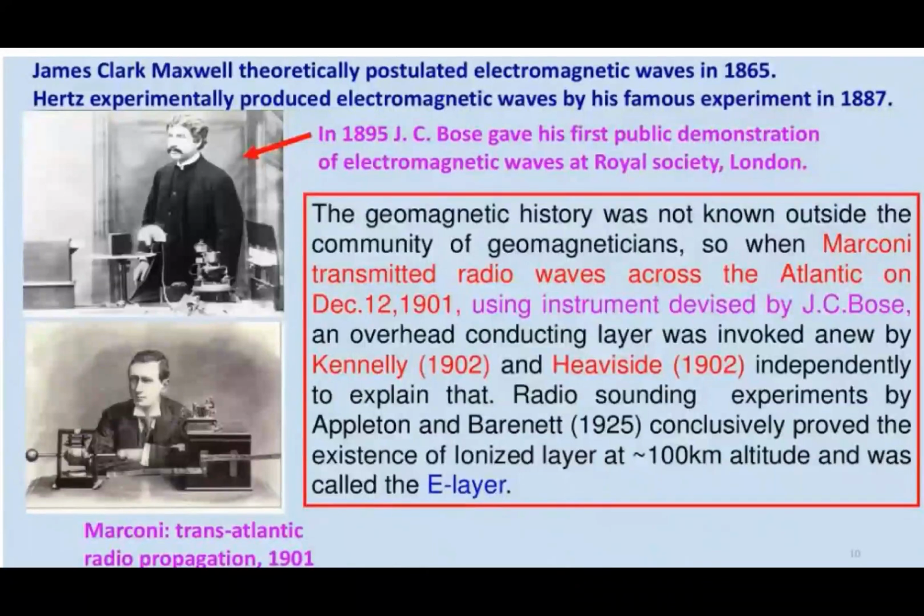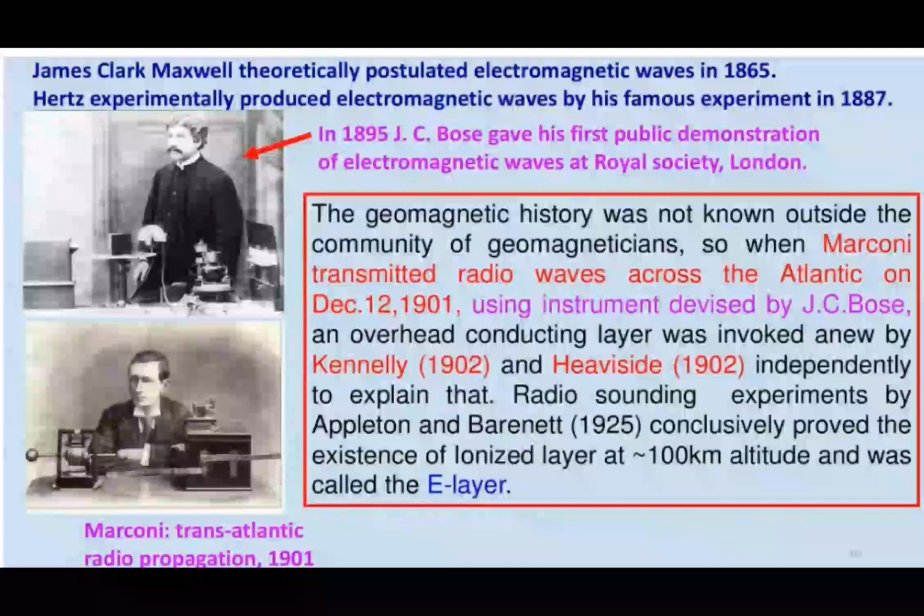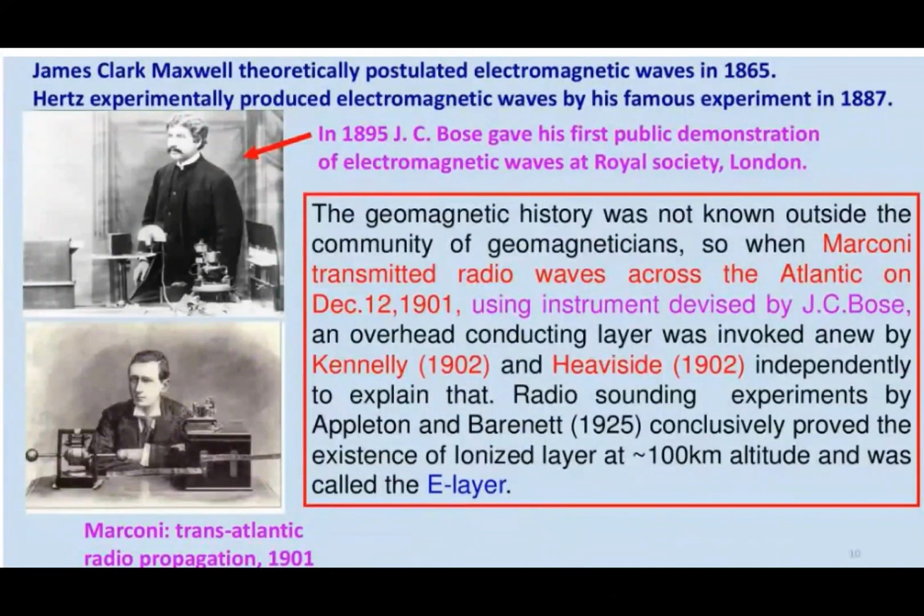There is also another parallel development to infer the existence of the ionosphere. We all know that the well-known scientist James Clerk Maxwell postulated the electromagnetic theory and also electromagnetic waves for explaining light and other kinds of wave motions. In 1865, he proposed electromagnetic waves. And then in the year 1887, a German scientist by name Hertz experimentally produced electromagnetic waves by his famous experiment.